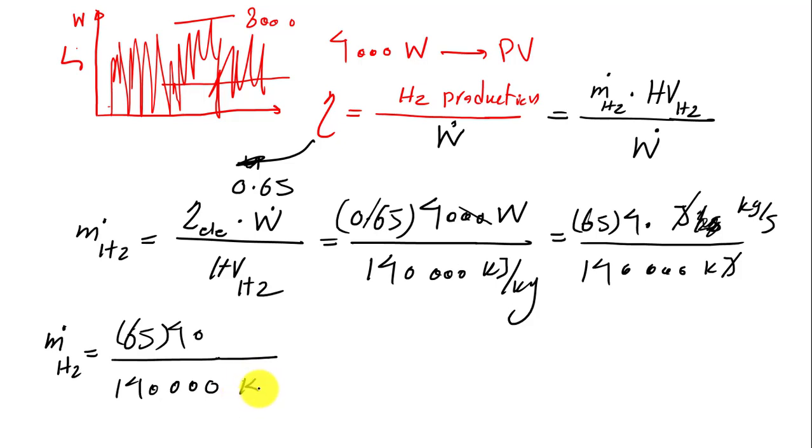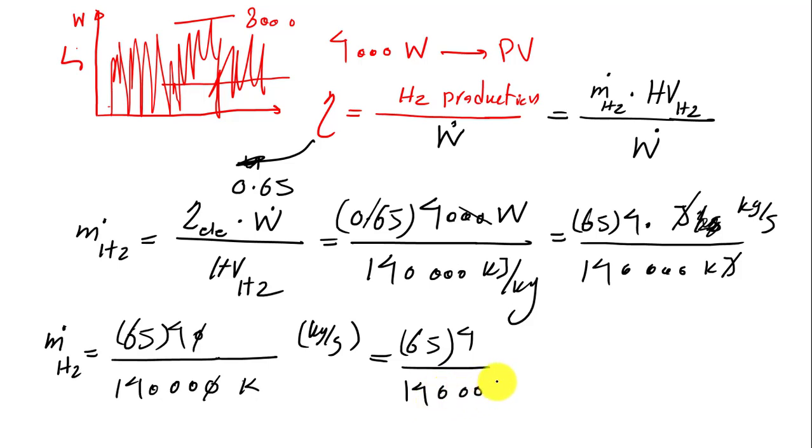I have the unit of K here. I have kilogram per second as well there. Then if I cancel this one by that, I will have 65 times 4 divided by 140,000, and I have K here, kilogram per second. So let me just do the calculation here for you to see how much that is. Then we will get back to you here. So I'm just using my calculator here to check the numbers.